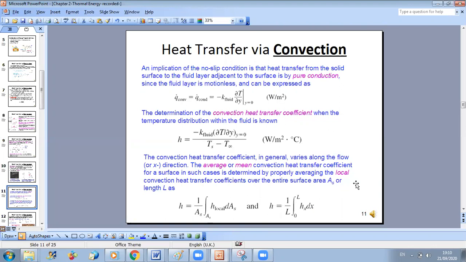Now, in this course, I will directly give you the relation for h, okay? So you will not have to integrate, you will not have to do complex issues. Just you should understand the concept, how we get the average convection heat transfer coefficient, okay?